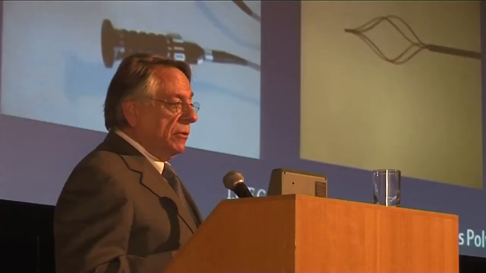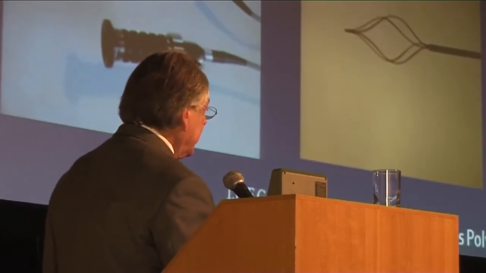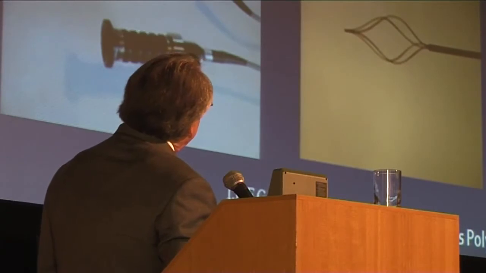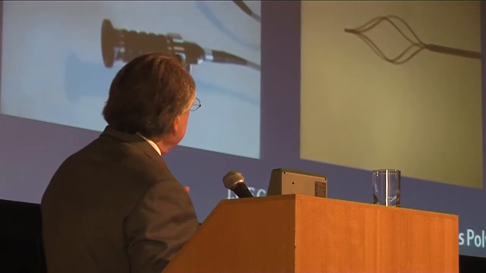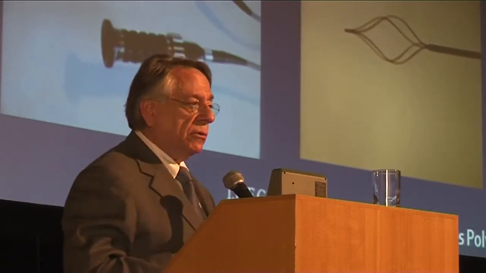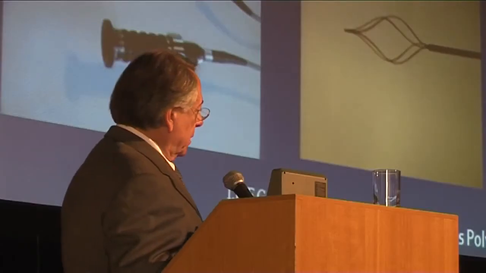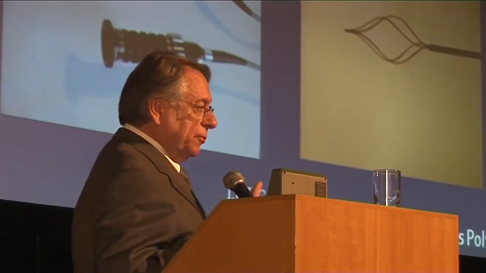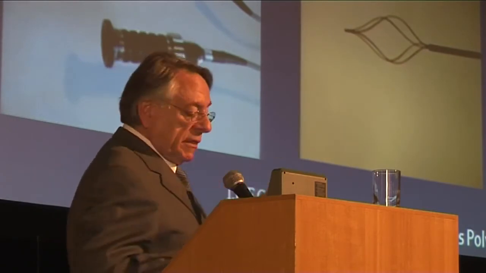And in 2007, we have a new endoscope coming from a company called Polydiagnos. They made a really flexible one, thinner, 0.6 millimeter, with a working channel, but a disposable working channel. That's very interesting for us because you take the working channel, put the endoscope inside, and after the endoscopy, you throw it away. No sterilization. That's quite a good method, and I think that it is the best.